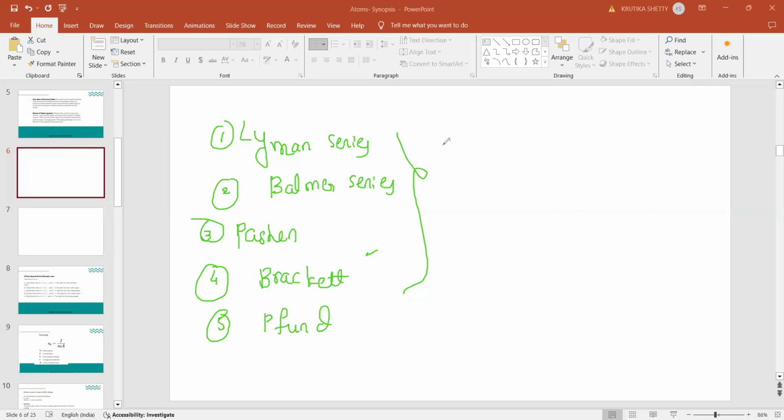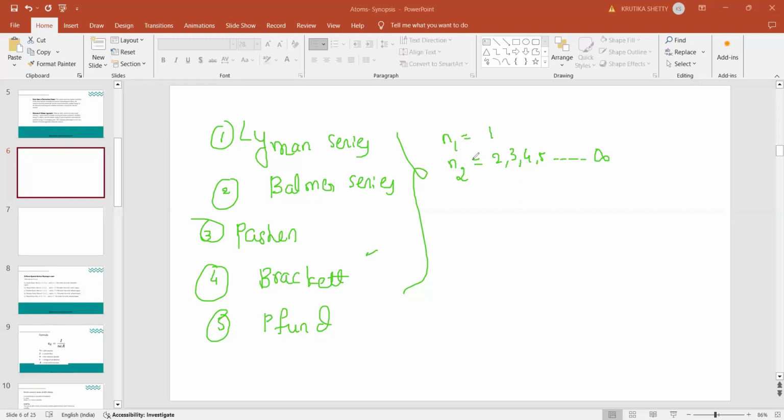Many points will be covered here. Today we are discussing only the n1 and n2 values. The first one is the Lyman series here, students. For the Lyman series, the electron jumps from a higher orbit to the first orbit. Therefore, n1 is equal to 1, and the n2 value will be 2, 3, 4, 5, so on up to infinity.